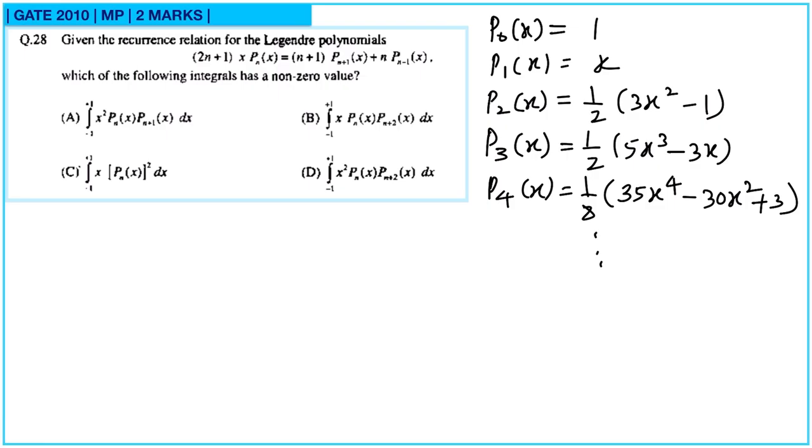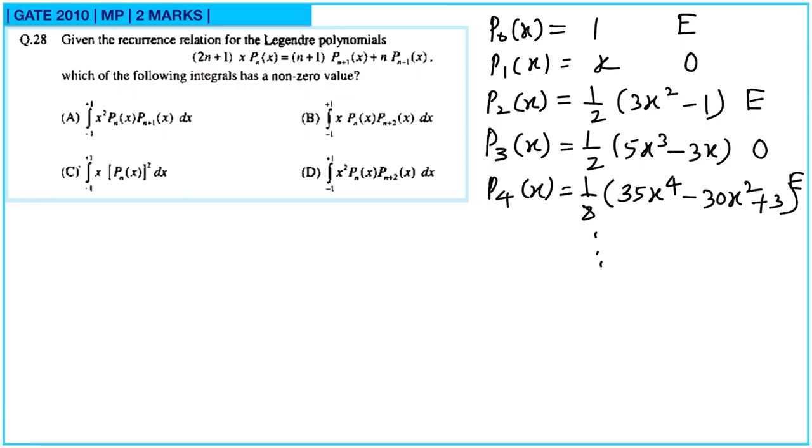Now there is one pattern. This function is even function, then this function is odd function. Then we have even function, odd function, even function, odd function and so on. So alternately these functions will be even, odd, even, odd. So we can use that fact here.